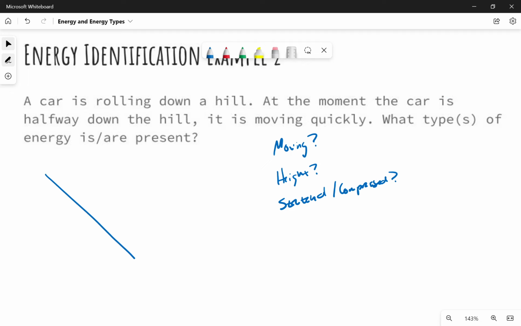So there's my hill. It's a very steep hill. And there's a box representing my car, and it's going down the hill. Well, first, is it moving? Yeah, definitely, because I've told you that it's moving quickly, right? So I would say yes, there is definitely some kinetic energy there. So definitely kinetic. Second, is it at a relative height? Yeah, like the car could fall that height, right? So there's definitely going to be some gravitational. Anything stretched or compressed? Not that we can reasonably say. So we'll count that one out. So here we've got kinetic and gravitational.